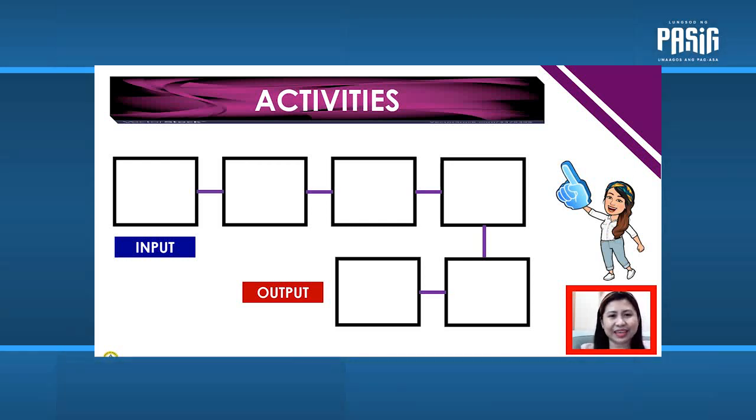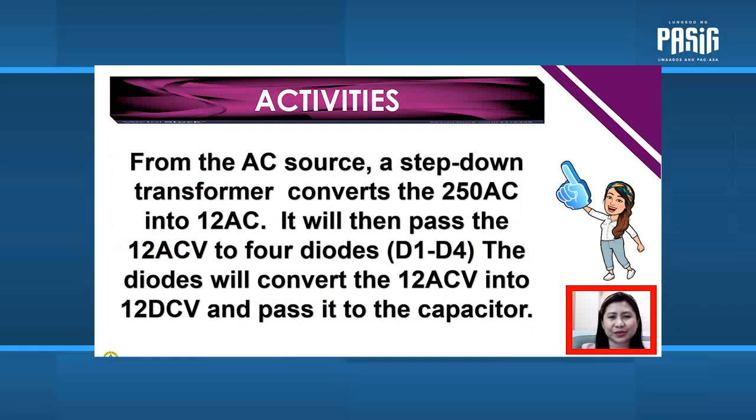Let us now begin. From the AC source, a step-down transformer converts the 250 alternating current into 12 alternating current. It will then pass the 12 alternating current voltage to 4 diodes. The diodes will convert the 12 alternating current voltage into 12 direct current voltage and pass it to the capacitor. Now let us see if you have identified the components.